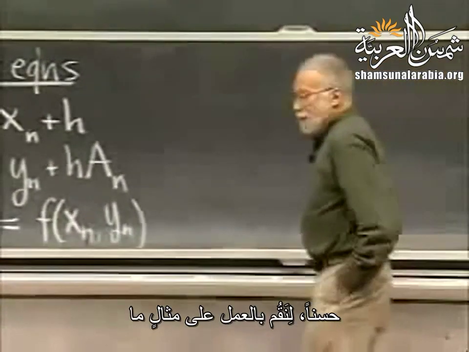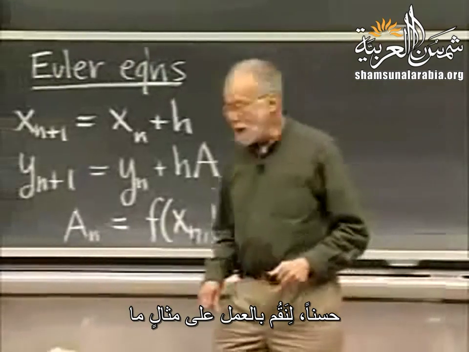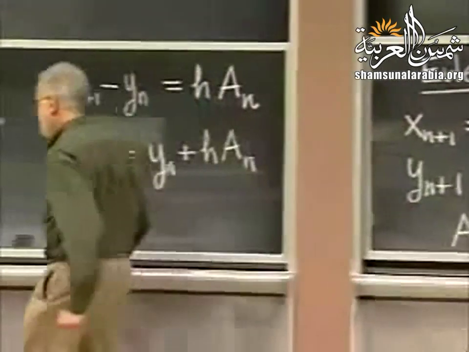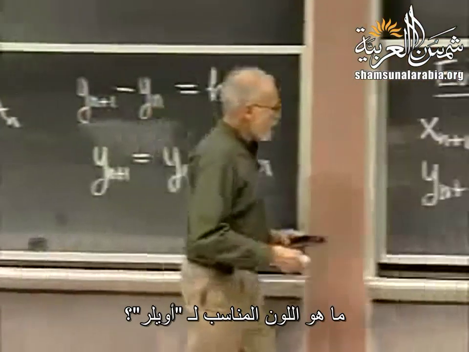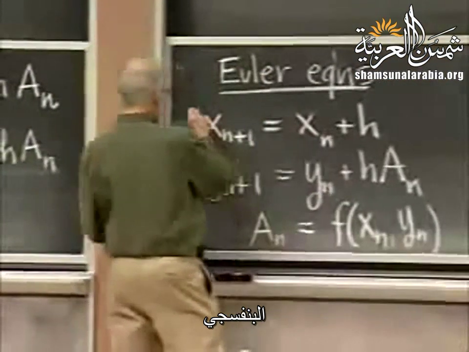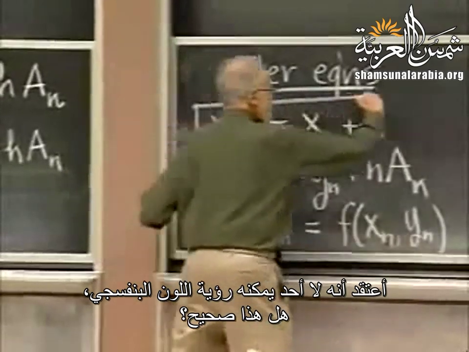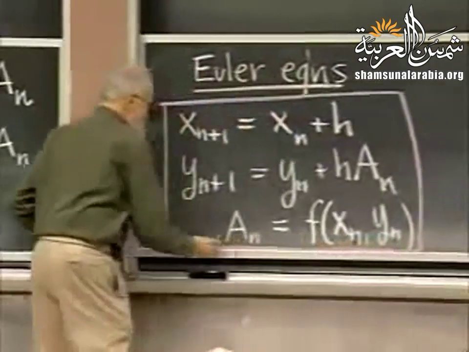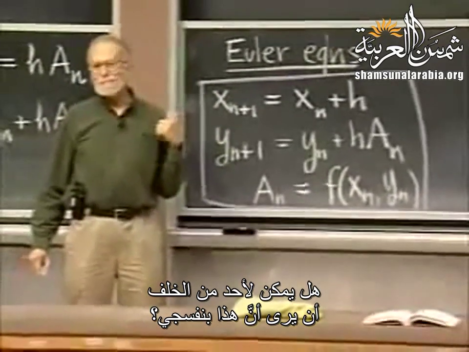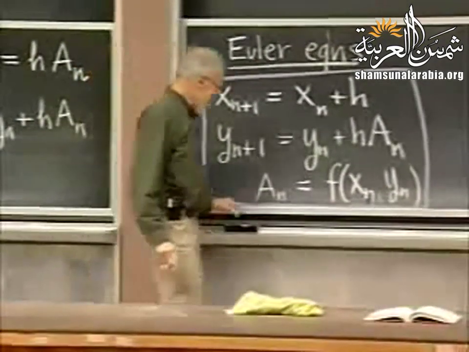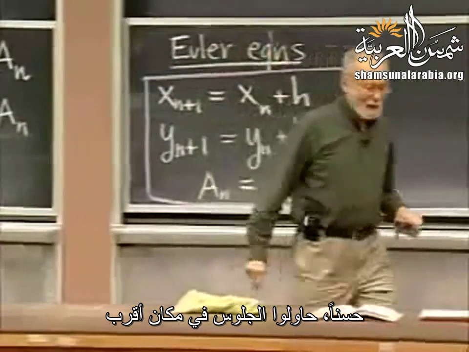Okay, let's try an example then. So what would be a good color for Euler? Well, purple. I assume nobody can see purple, is that correct? Can anyone in the back of the room see that's purple? What? Okay. Sit closer.